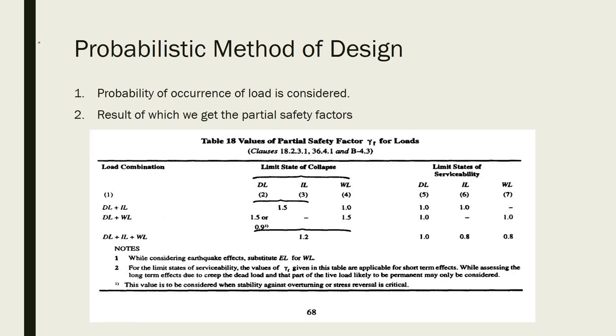Then probabilistic method of design, I have already discussed this. I have already told you that dead load is more reliable, and you can expect dead load to always be there over the structure, but live load is not reliable. Sometimes it might be very less and it may be very high. So from the probabilistic method of design, we get the probability of occurrence of load.